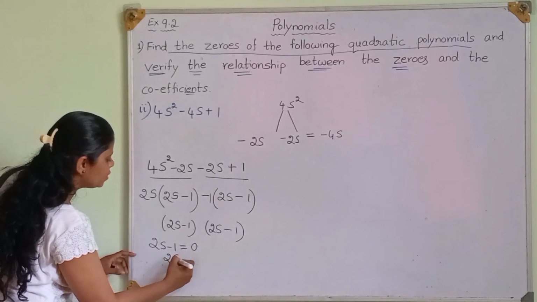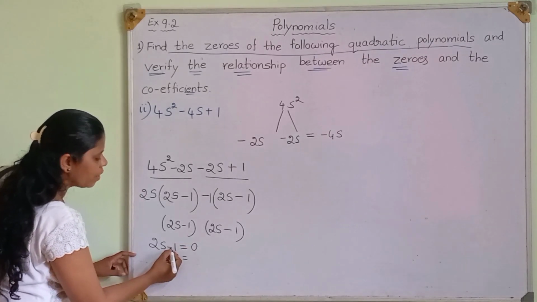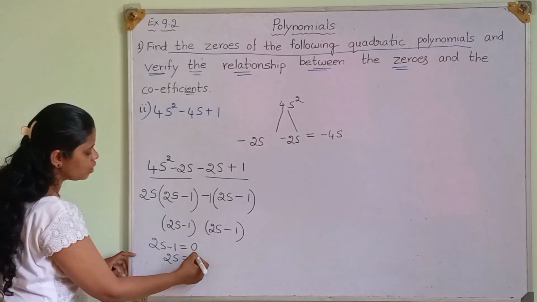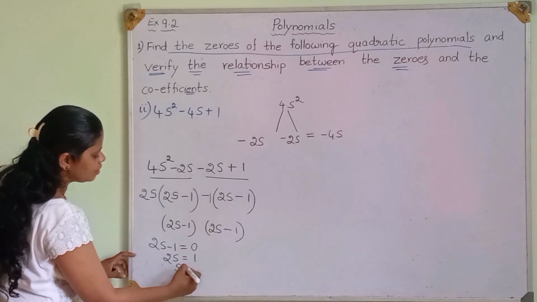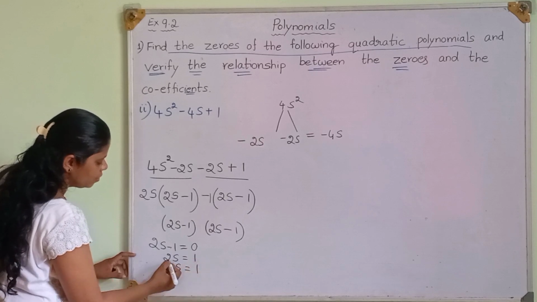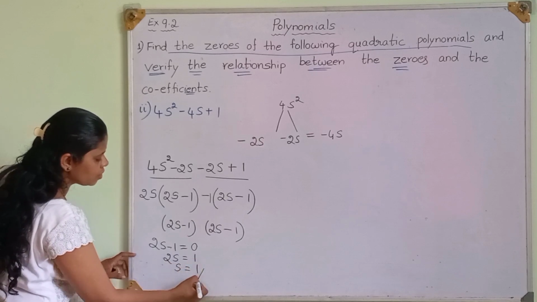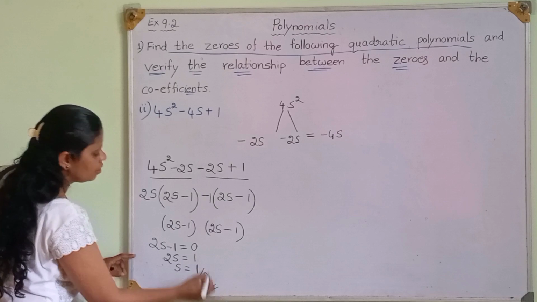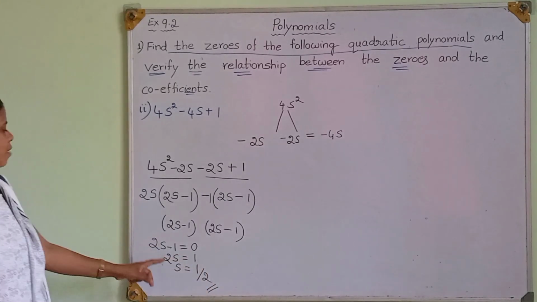Therefore it will become 2s is equal to, when this minus 1 crosses the equal to sign, it will become plus 1. 2s is equal to 1. This 2 is in multiplication, when it comes to this side it will become division. Therefore the value of s is 1 by 2.